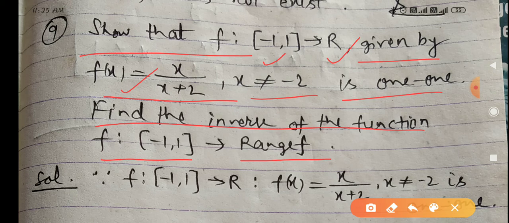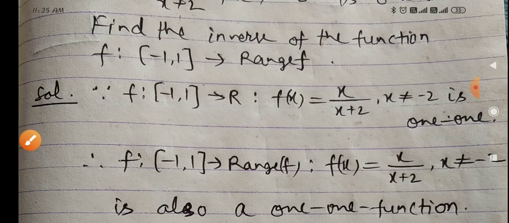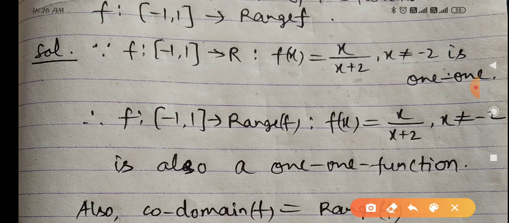It means the function is the same, f(x) equals x upon x plus 2. Here f was from the closed interval minus 1 to plus 1 to the real number set, meaning the codomain was the real numbers, and you have to find the inverse. Here codomain is range. So how to solve, you can see here. Since f from the closed interval minus 1 to 1 to R, f(x) equals x upon x plus 2, x is not equal to minus 2, is one-one. It is given, this step is given.